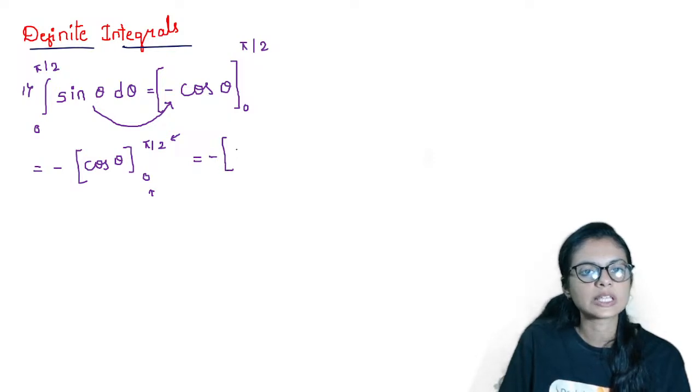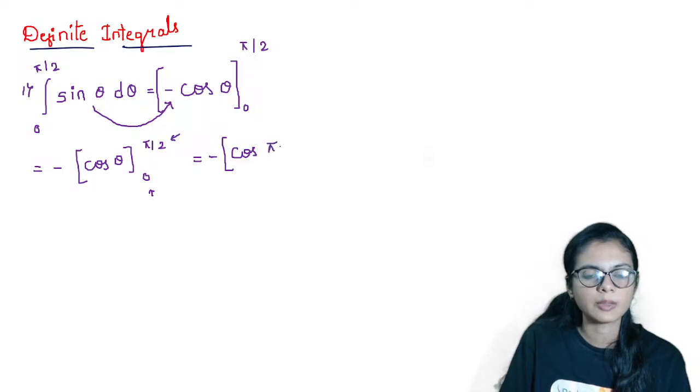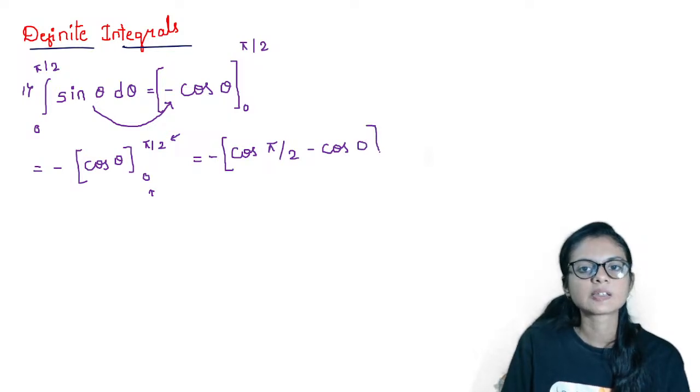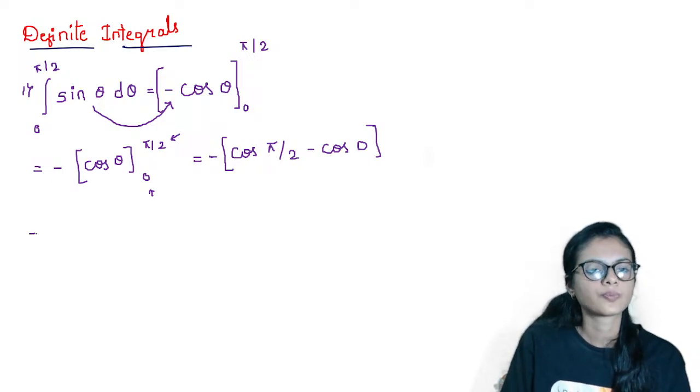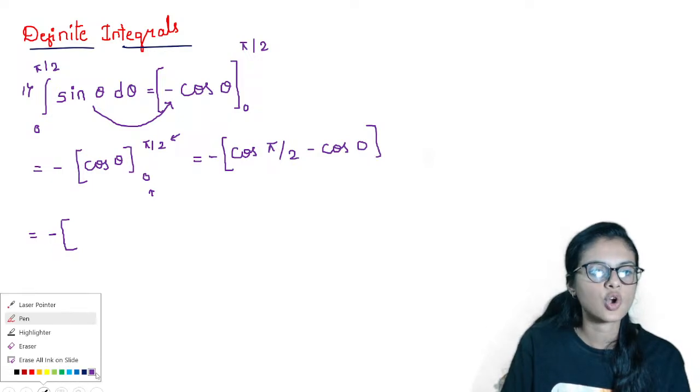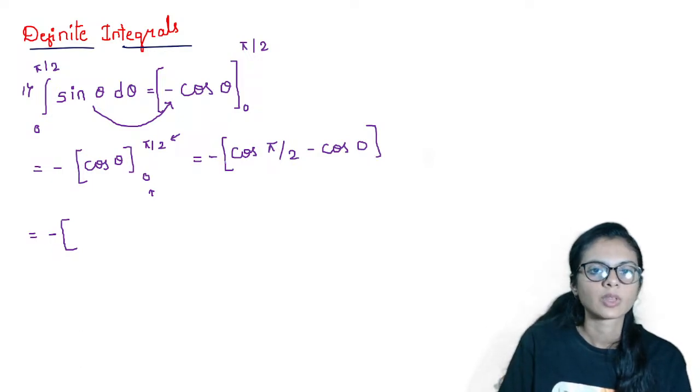So minus outside. What we'll do inside is cos of, instead of theta, I will write the upper limit minus the lower limit. This is the way to solve definite integrals: upper limit minus lower limit. And let's keep the minus outside. Cos pi by 2 is nothing but cos 90, that is cos 180 by 2.